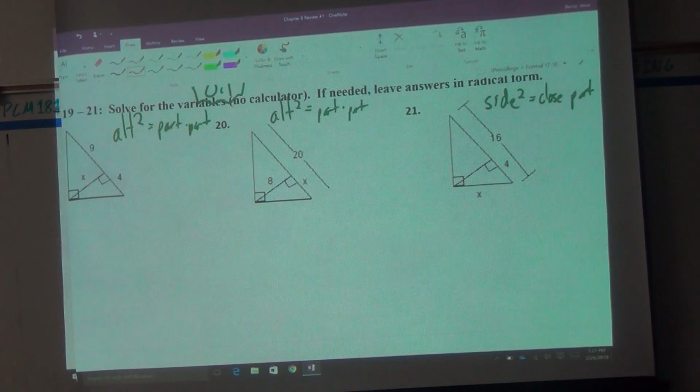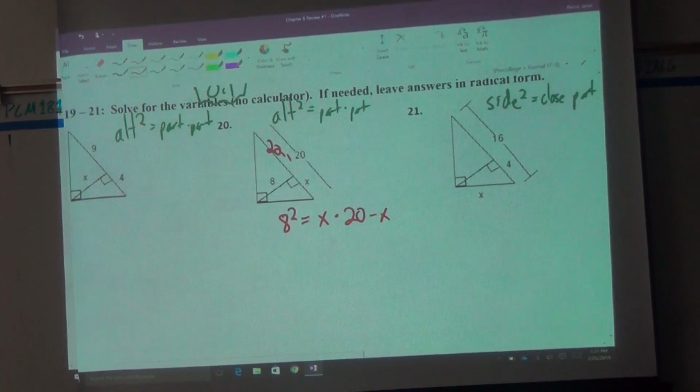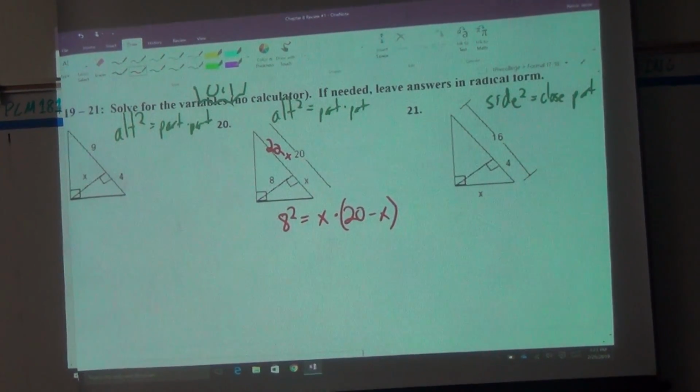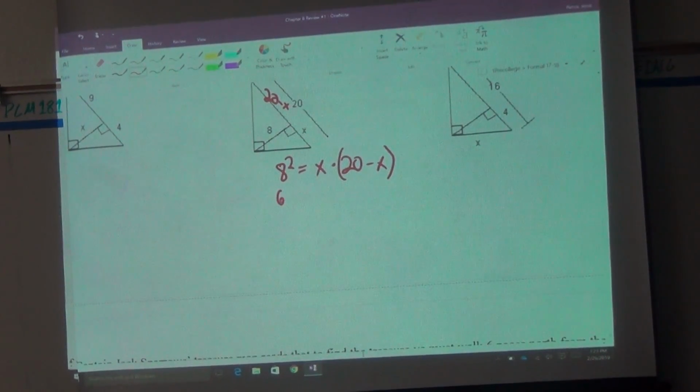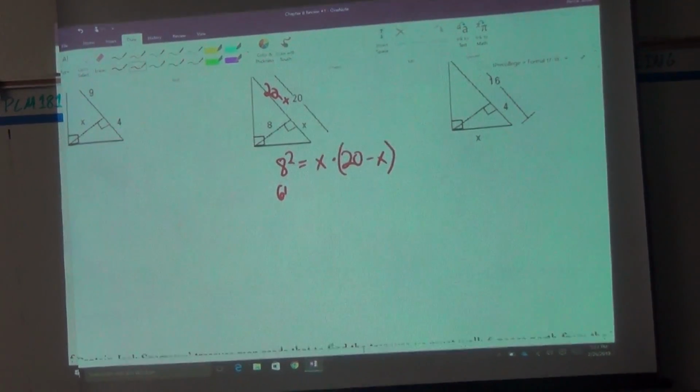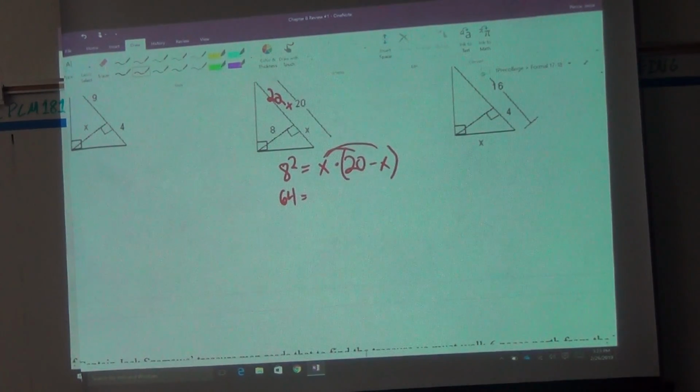8 squared equals x times 20 minus x. Ooh, 20 minus x. We have the whole side of 20, and we have this part of x, so the missing piece is 20 minus x. Very good. Parentheses around this will help us in distributing correctly, and hopefully we'll get to a factoring problem here. I'll give you the 64. You tell me what the right side of the equation is. 20x minus x squared. Okay?